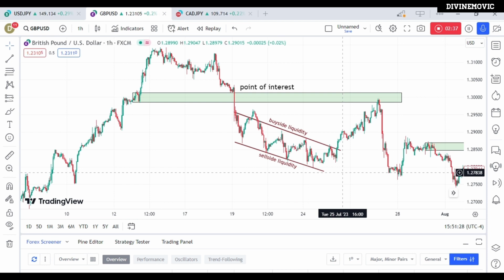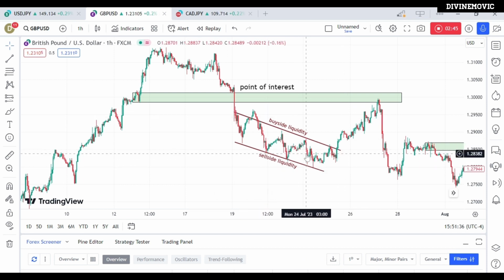Now, how do you know a valid point of interest? For you to get a valid point of interest, you have to see an engineered liquidity occurring below or above that point of interest. That is, for you to have a valid point of interest, there must be an engineered liquidity below the point of interest. Now, the question is, how do you identify a good stop loss and a good take profit using the liquidity concept?